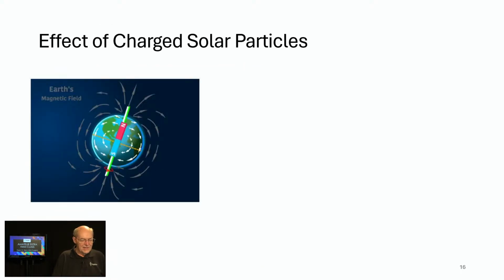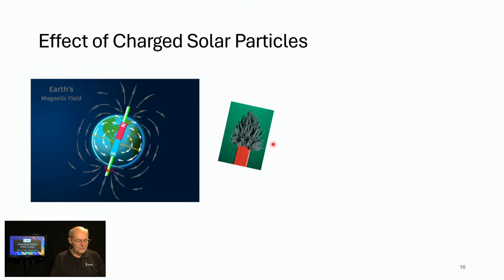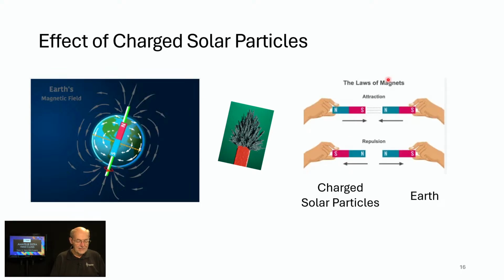So a little bit more on the effect of charged particles. Here we've got basically a bar magnet representing the Earth. And if we had iron filings, they would be attracted to that magnet. And we've got the law of attraction and repulsion. We've got a south pole and a north pole. They'll attract. And if we've got like poles facing each other, they'll repel. That concept will be important when we consider charged particles from the sun.